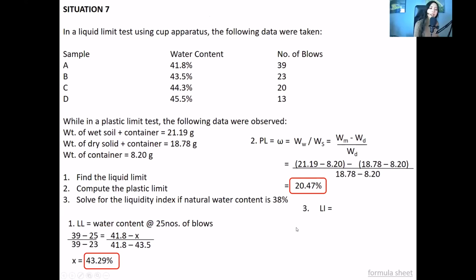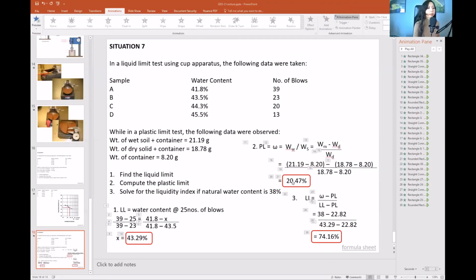We have Li is equal to moisture content minus plastic limit over liquid limit minus plastic limit. So, moisture content, alam na natin, it's 38. And then, yung plastic limit is 22.82. Okay, so tama pala talaga. Nag-typo lang ako dito. And then, liquid limit natin is 43.29 minus 22.82. Solving for liquidity index, Engineer Roman is correct. So we have 74.16%.